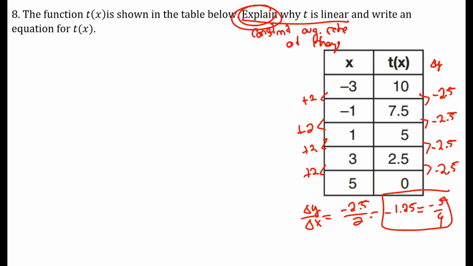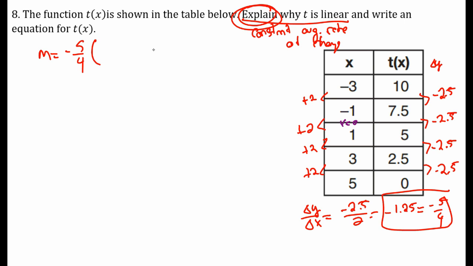I see the word explain, so I should have some sentence saying t is linear because it has a constant average rate of change. Write an equation for t of x. Well, I have the slope. I know the slope is negative 5/4 or negative 1.25, your choice. So I need the y-intercept. I don't have it because I don't know when x equals 0. So let's use point slope form.